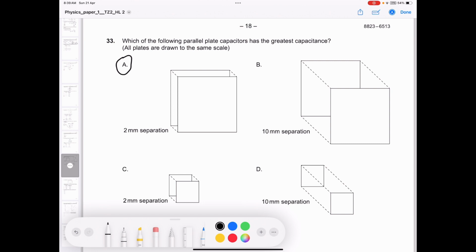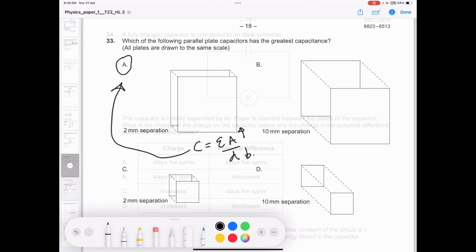But from a more scientific point of view, you know capacitance is equal to epsilon A over d. So if you have a big A and a little d, then this will maximize the capacitance. Therefore, of course, the answer is A.